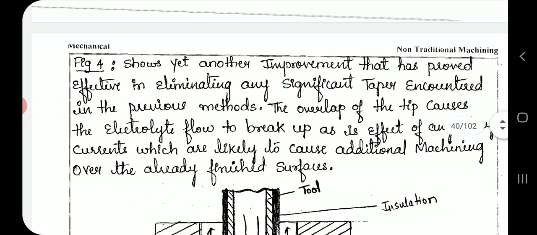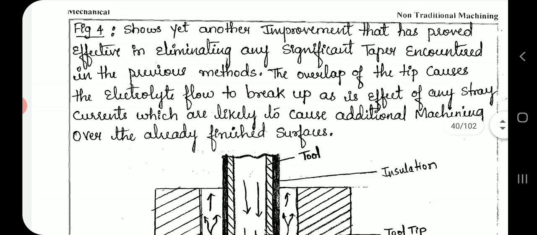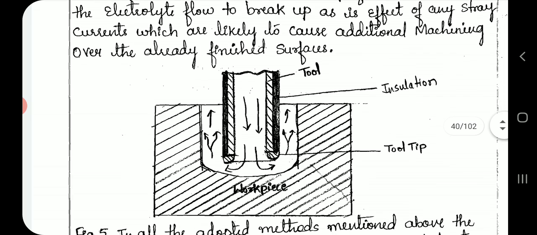Figure 4 shows yet another improvement that has proved effective in eliminating any significant taper encountered in the previous methods. The overlap of the tip causes the electrolyte flow to break up and reduces the effect of any stray currents which are likely to cause additional machining over the already finished surfaces.